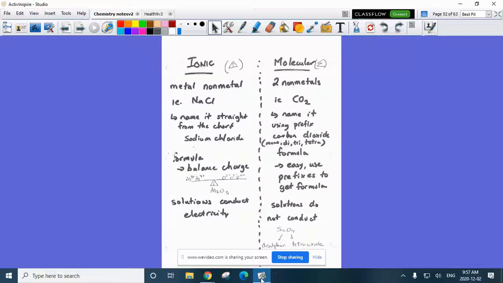Okay, grade 9. So we're ending, this is outcome 4, the last bit. But I just want to review again what we did yesterday. So if you're writing names or formulas for ionic and molecular compounds, they look very similar, but there is a very, very distinct difference. So ionic has a metal and a non-metal. Molecular has two non-metals. So like sodium chloride is a metal right away, so I know it's ionic. Here it starts with a carbon, so I know it's molecular, and that makes a difference in everything.